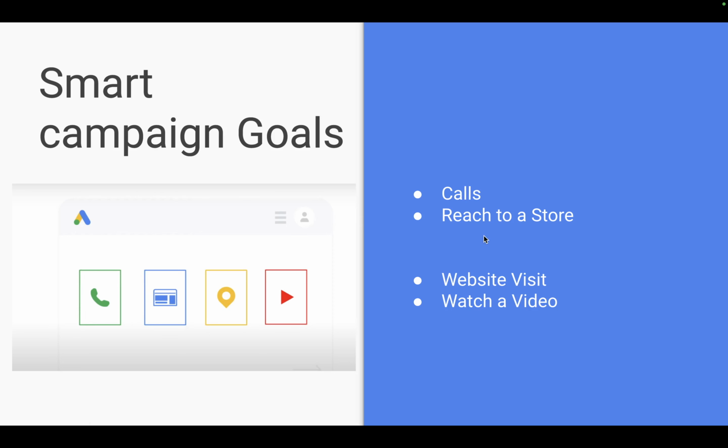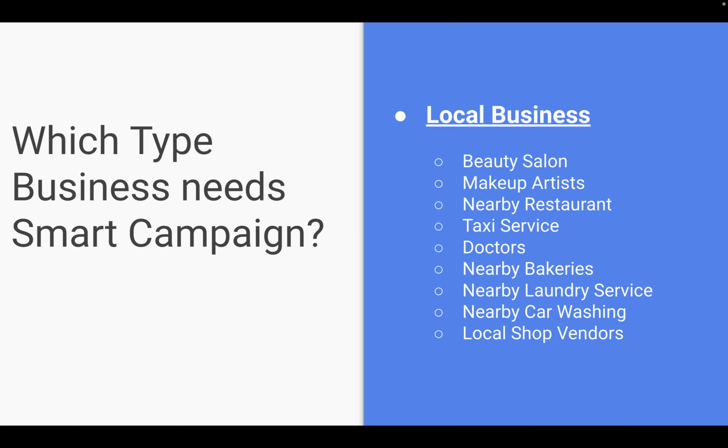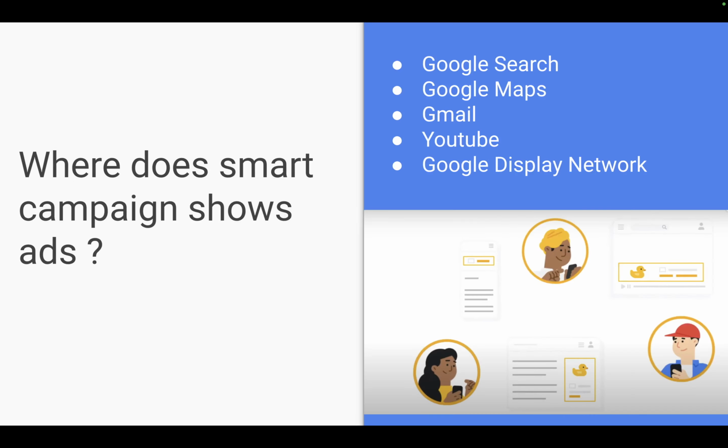Or if you want to increase the walk-ins for this bakery, then you go with the option of reaching a store. However, before you go with the option of reaching a store, you have to make sure you have the Google Maps listing for this bakery. So as I said, this campaign is for nearby shops, for local shops. You really have to make a Google Maps listing.